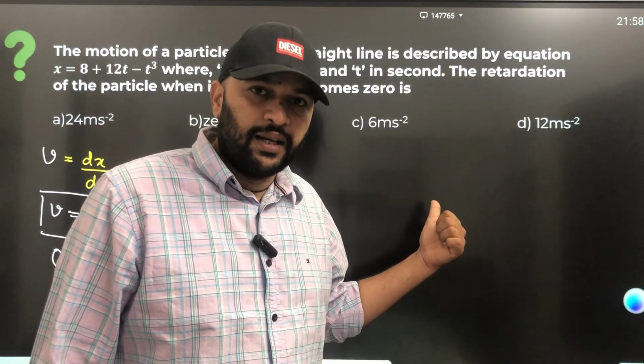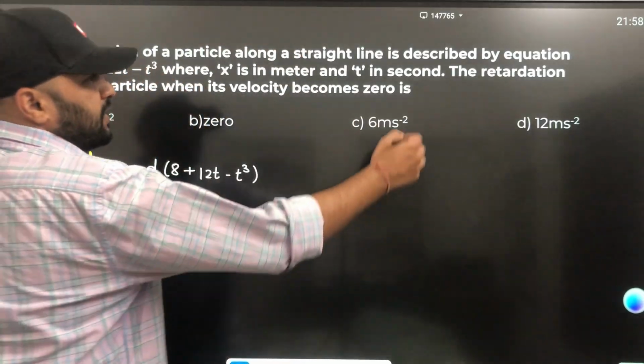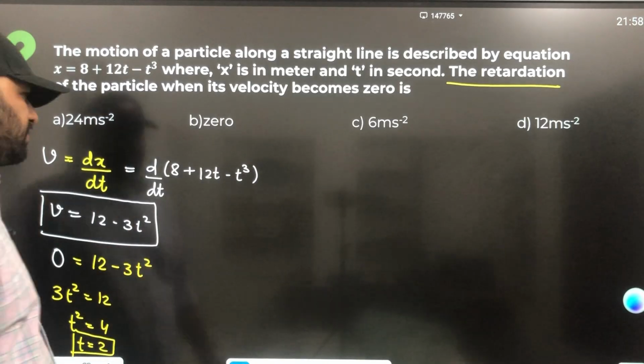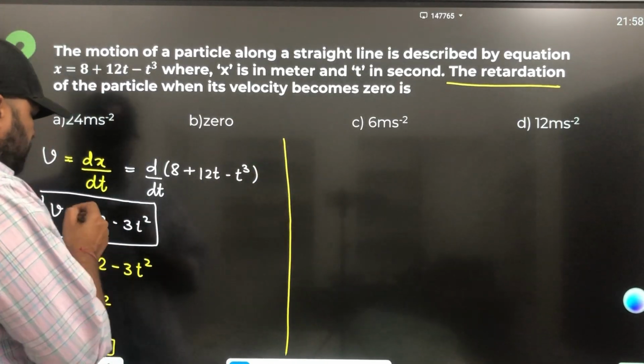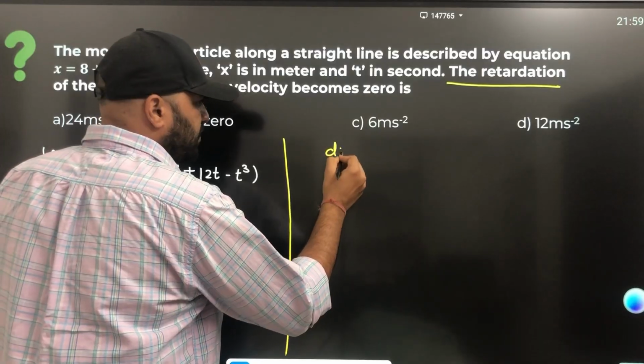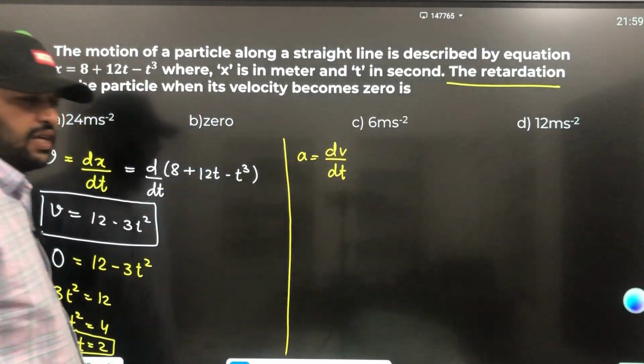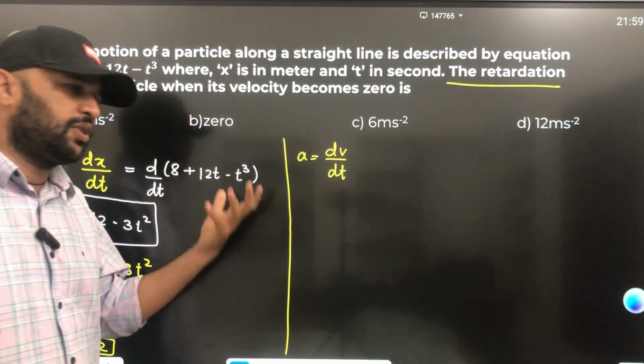But they are not asking the time, right? What they are asking is the retardation. Retardation means negative acceleration. So let's figure out the acceleration first. Differentiating this, dv by dt, we will get the acceleration a or retardation, right? If it is negative, it's a retardation. If it is positive, it's acceleration.